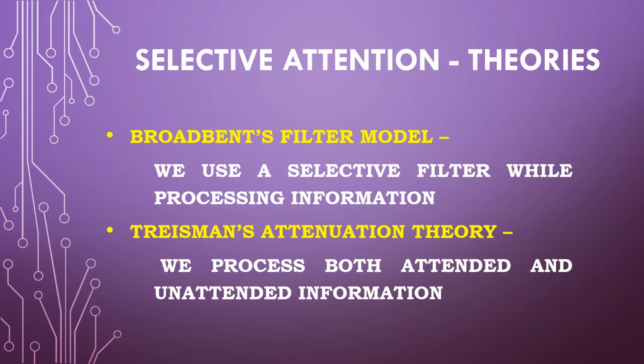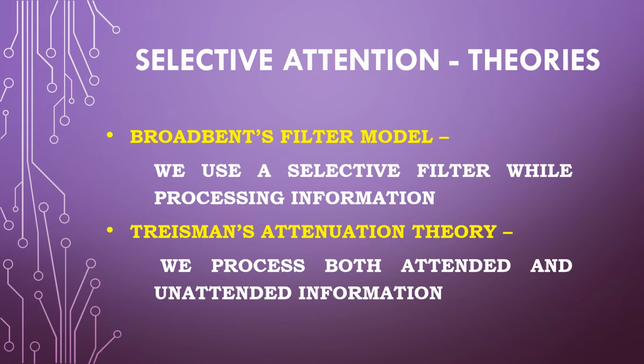It is safe to say that Treisman's model added layers of complexity or sophistication. The attenuation theory suggests that we process both attended and unattended information. As per Broadbent's filter model, we filter the information and attend only the selected information, while Treisman's attenuation theory says that we process both attended and unattended information.